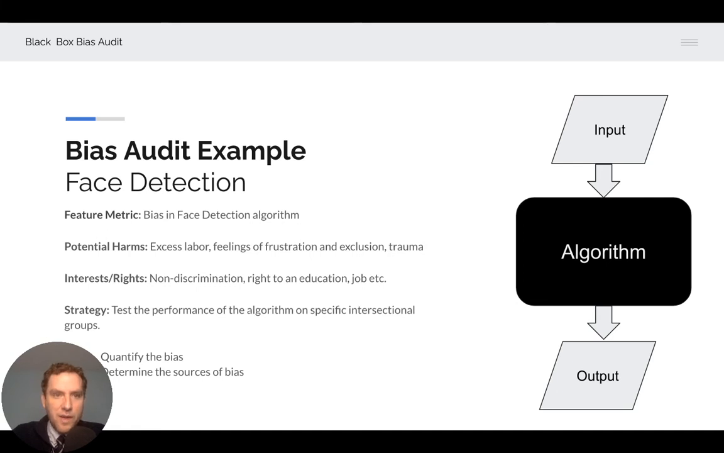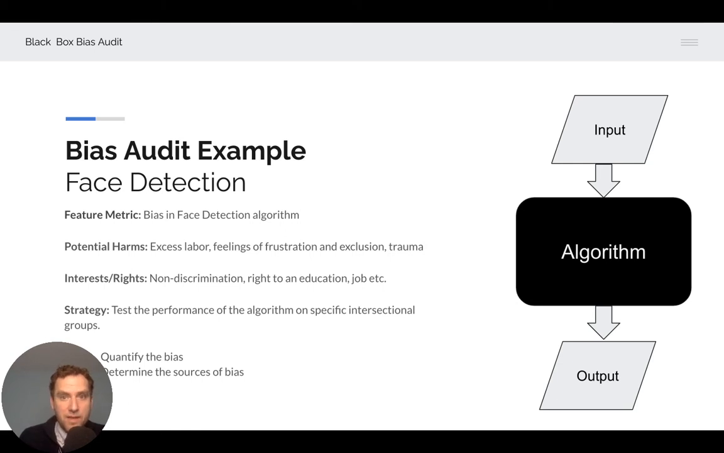In our methodology, we have what we call feature metrics. The metrics are facts about an algorithm that can be measured or assessed in some way. And so the metric in this case is bias in essentially a face detection algorithm. What are the potential harms? In this case, the harms could be excess labor. If a person has to adjust the image or fix something that was cropped improperly, or they have to adjust their background or change some setting in order to be seen on Zoom, that's excess labor, and that's a harm, and it's differentially applied. It's not applied equally across all groups.